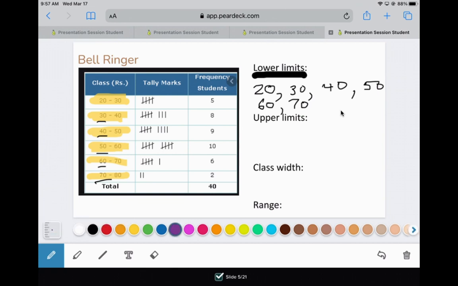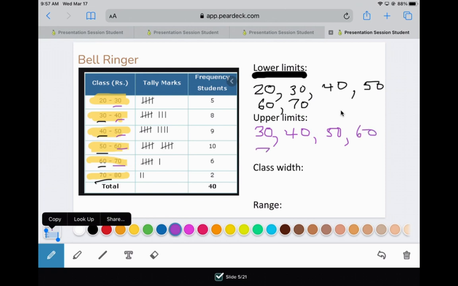The upper class limit is the bigger values. It's still on the same column, but it's the bigger value. It's just right here, 30, 40, 50, 60, 70, and then 80.